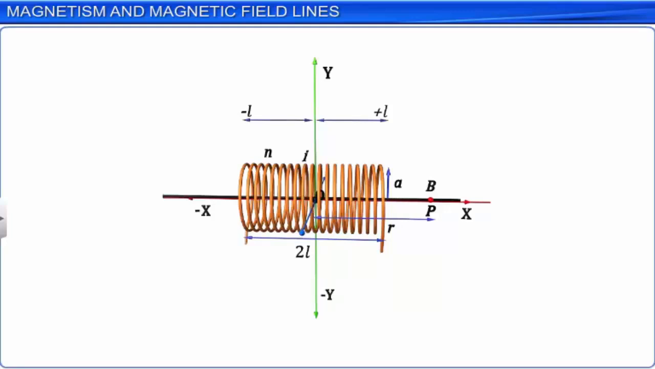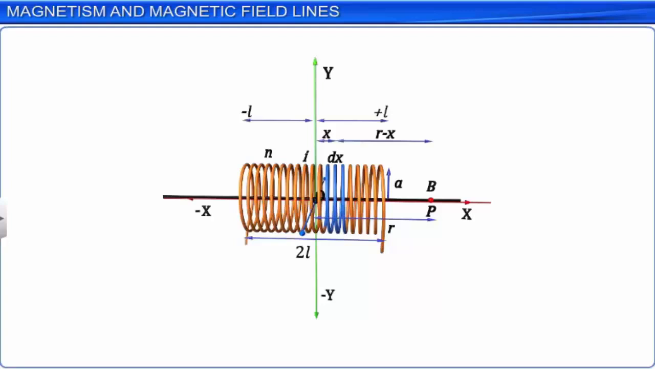To calculate the magnetic field induction B at the point P on the axial line of the solenoid, consider a small element of the solenoid of thickness dx, located at a distance of x from the center of the solenoid. Then the distance of the point P from the small element of the solenoid is r minus x. As n is the number of turns per unit length, the number of turns in the small element of the solenoid is equal to the number of turns per unit length times the length of the small element. That is equal to n dx.